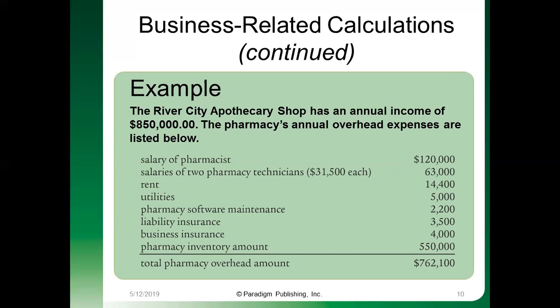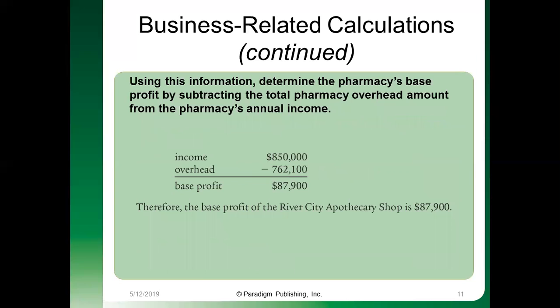And again, their annual income is $850,000. So now to determine the base profit, you have to subtract the two. So use this information to determine the pharmacy's base profit by subtracting the total pharmacy overhead amount from the pharmacy's annual income. So $850,000 minus $762,100 is equal to $87,900. So that would be the base profit that the pharmacy is making.